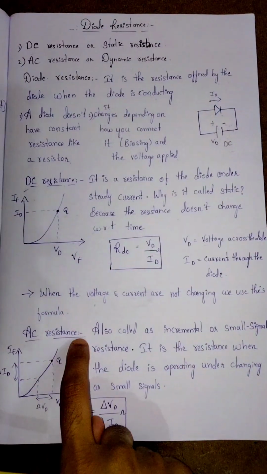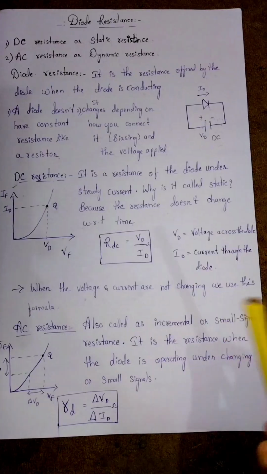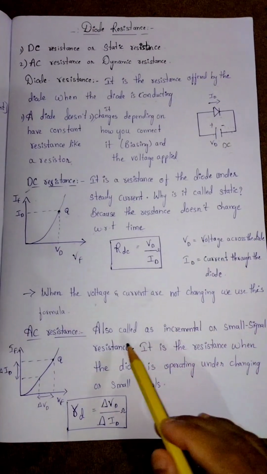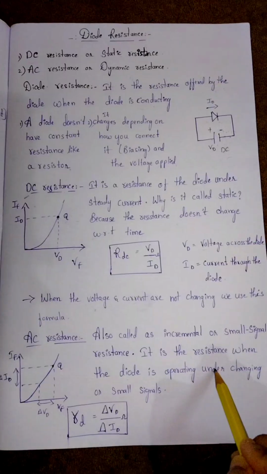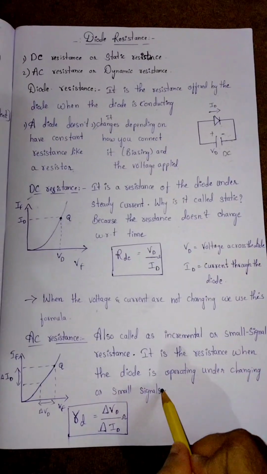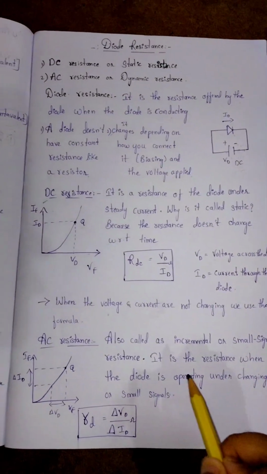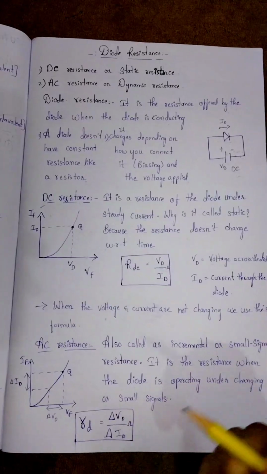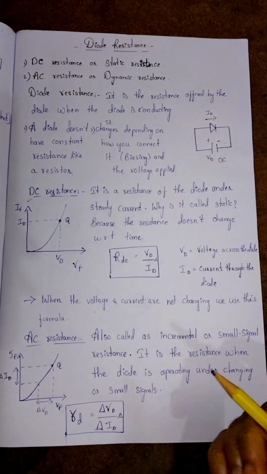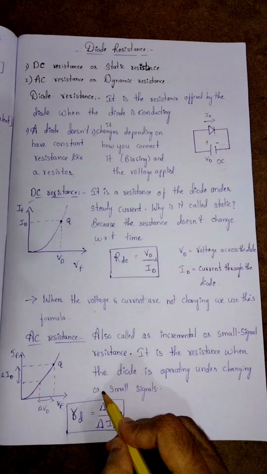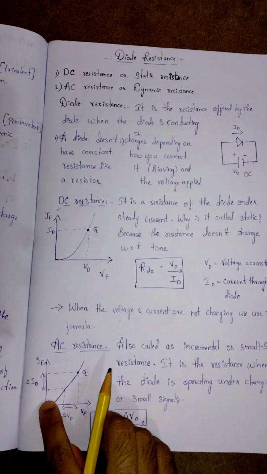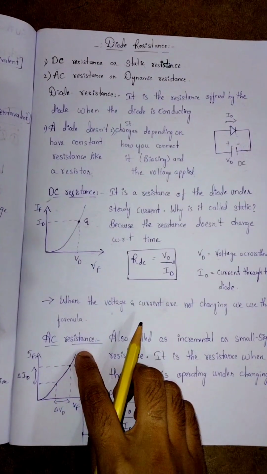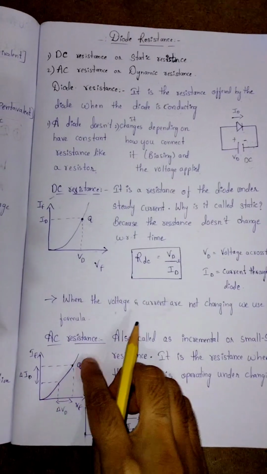Let's see AC resistance, which is also called incremental or small signal resistance. It is the resistance when the diode is operating under changing or small signals, which means that voltage is changing as current is changing. You can see here it is delta VD by delta ID, because the voltage changes from minimum to maximum. Similarly, current also changes from minimum to maximum.